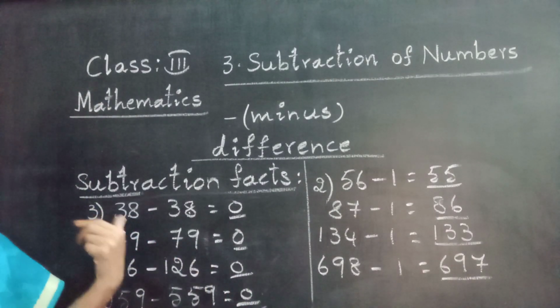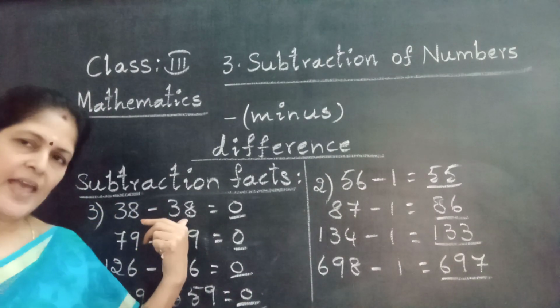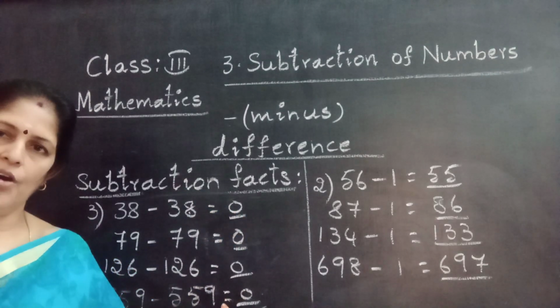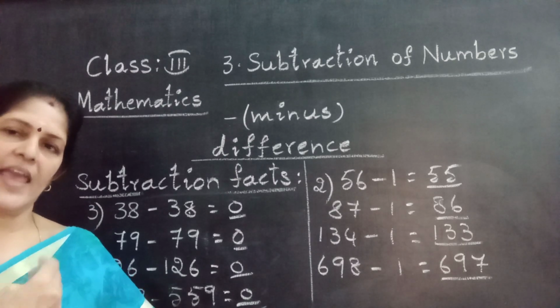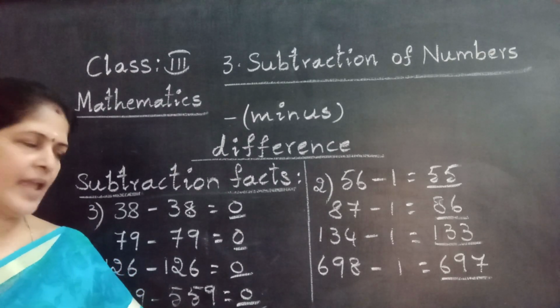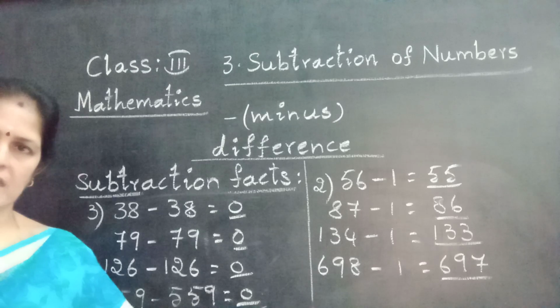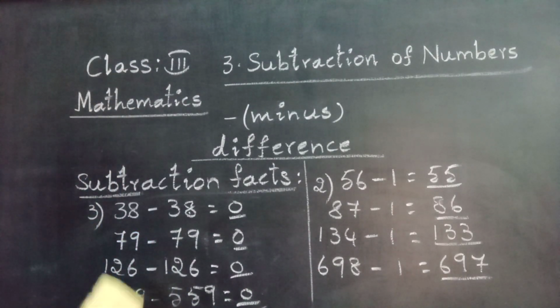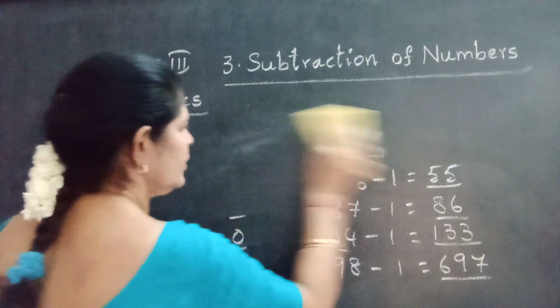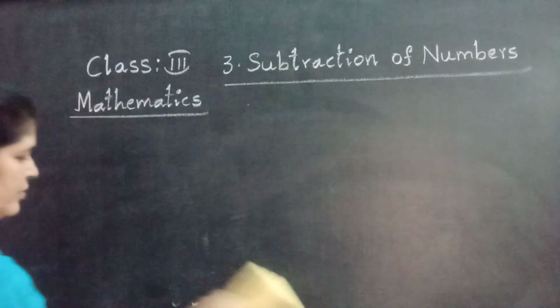Third one: when a number is subtracted from itself, the difference is 0. Number subtracted from itself means the same number. Number minus the same number, the answer is 0. These are the rules in the subtraction. Are you clear?